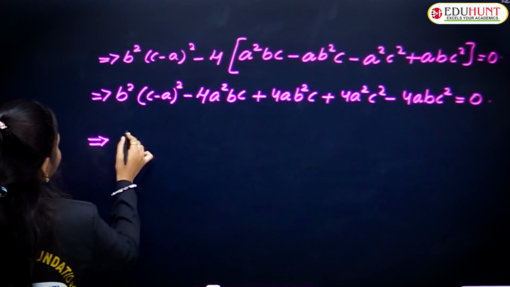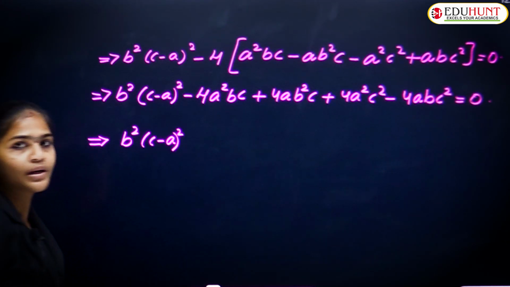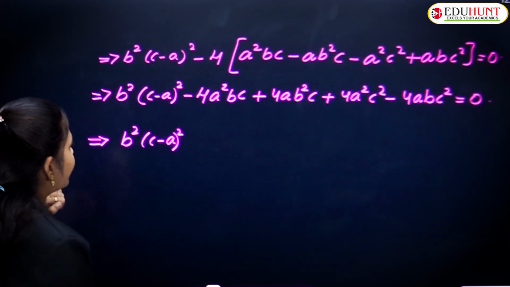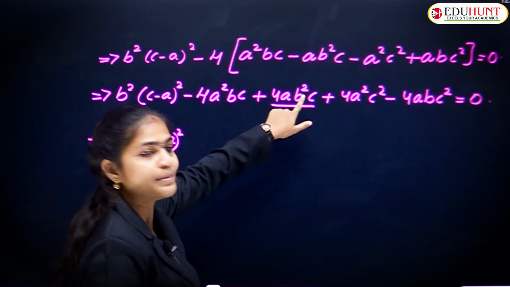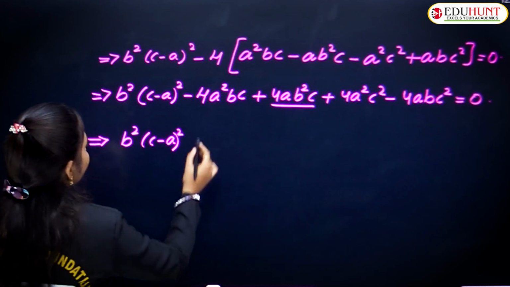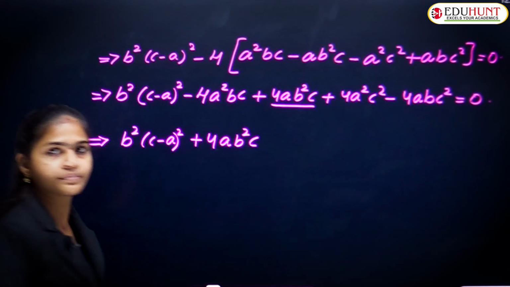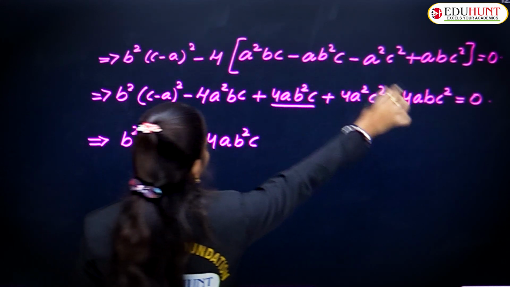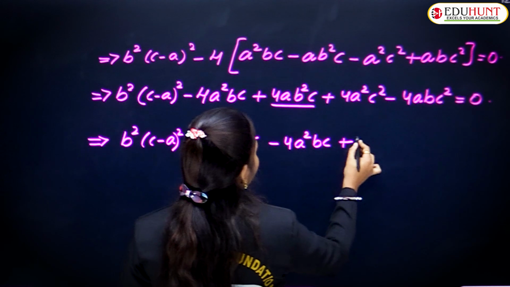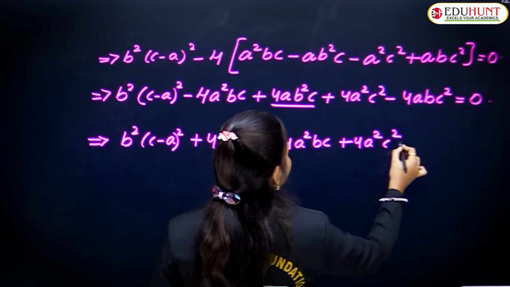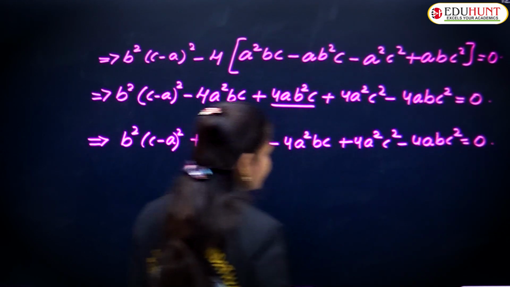So from this, B square into (C minus A) whole square. Just I will write the like terms together here. Why? Because here a B square term is there, here also a B square term is there, no? So that's why just write together here 4AB square C. Clear? Next, the leftover terms: minus 4A square BC plus 4A square C square minus 4ABC square, which is equal to 0.